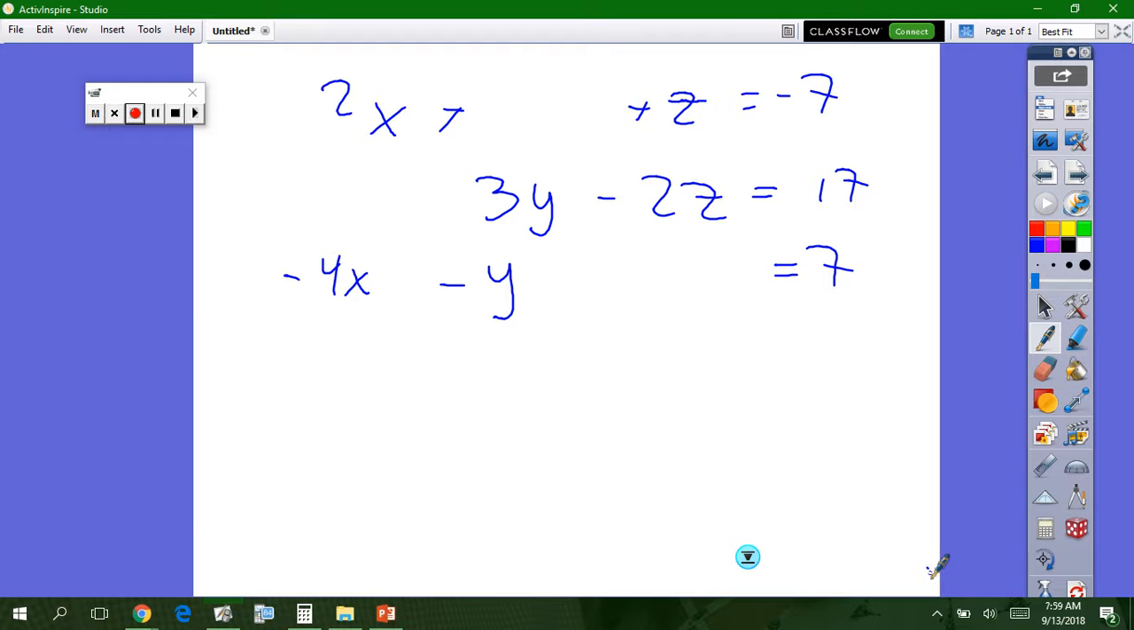So which would probably be the easiest to eliminate? Well, to me, I'd eliminate this y or these z's. I guess even the x wouldn't be too bad, but one way or the other. Does that make sense? I'm going to go ahead and do the z's. So I'm going to go ahead and multiply the top row by 2. So I have 4x plus 2z equals negative 14.